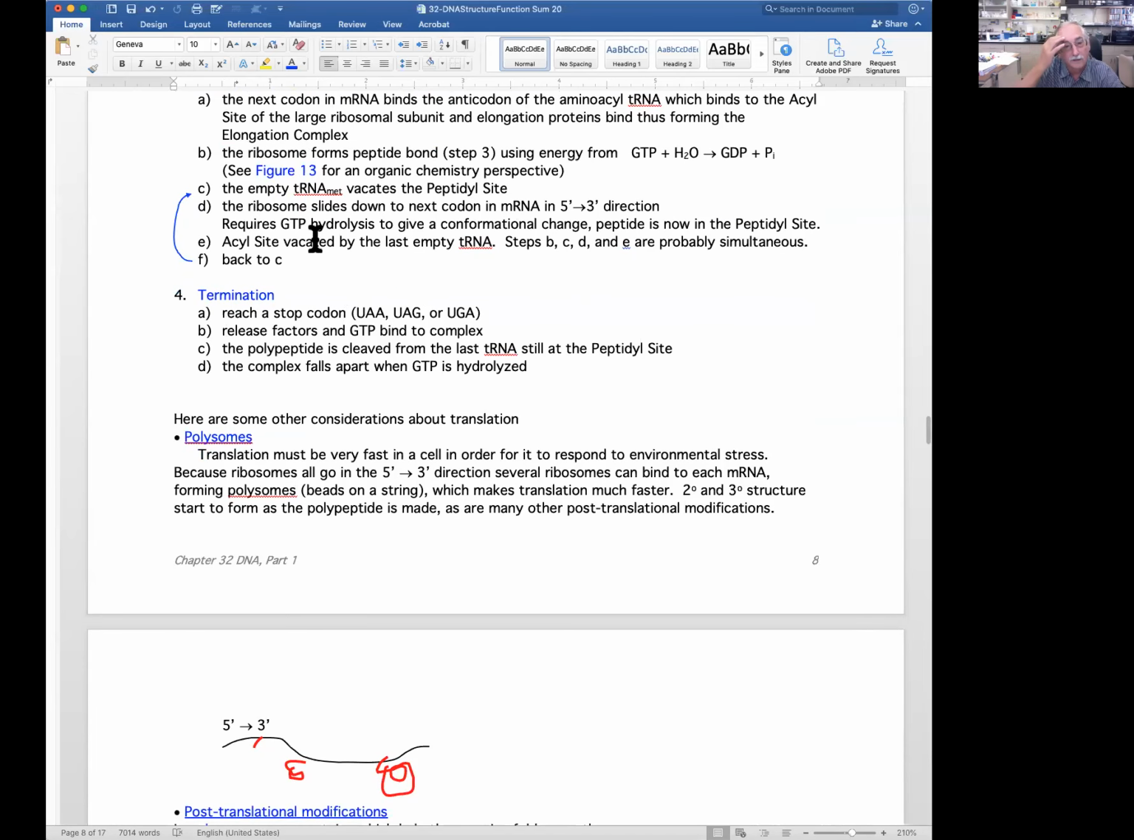So then finally, what do you need to know about termination? When you reach the stop codon, of which there is at least 3, you need release factors, you need GTP, and the complex is finally cleaved from the last tRNA. There's a peptidyl site. I don't care if you know about that. There's the acyl binding site. I don't care if you know about that. And again, the reason is because what we know is simply a conglomerate coming from all different species.